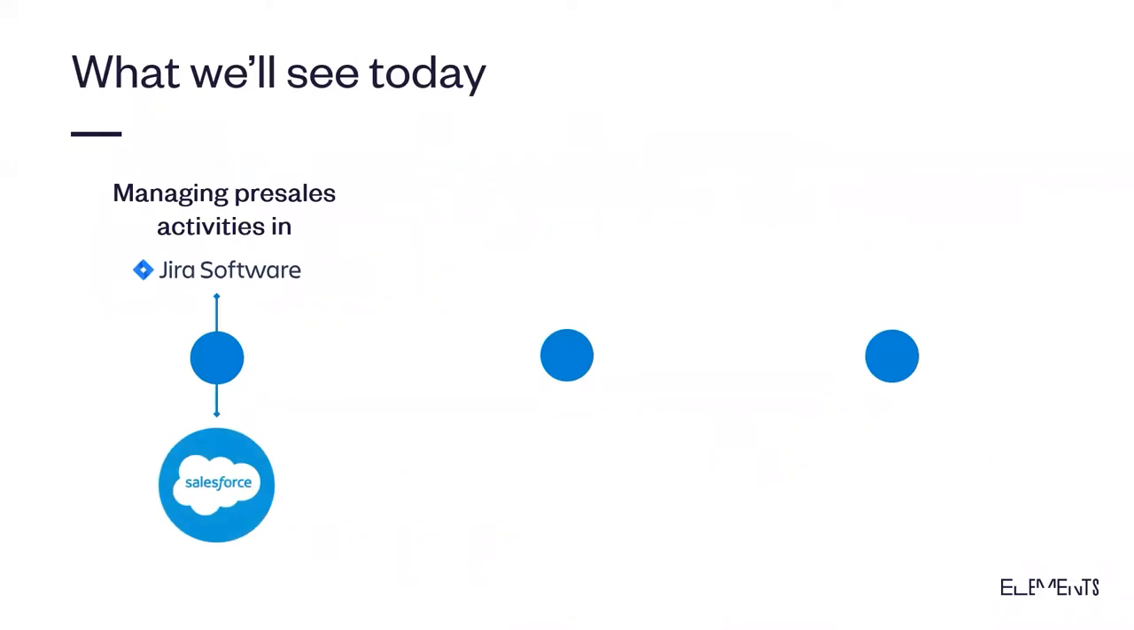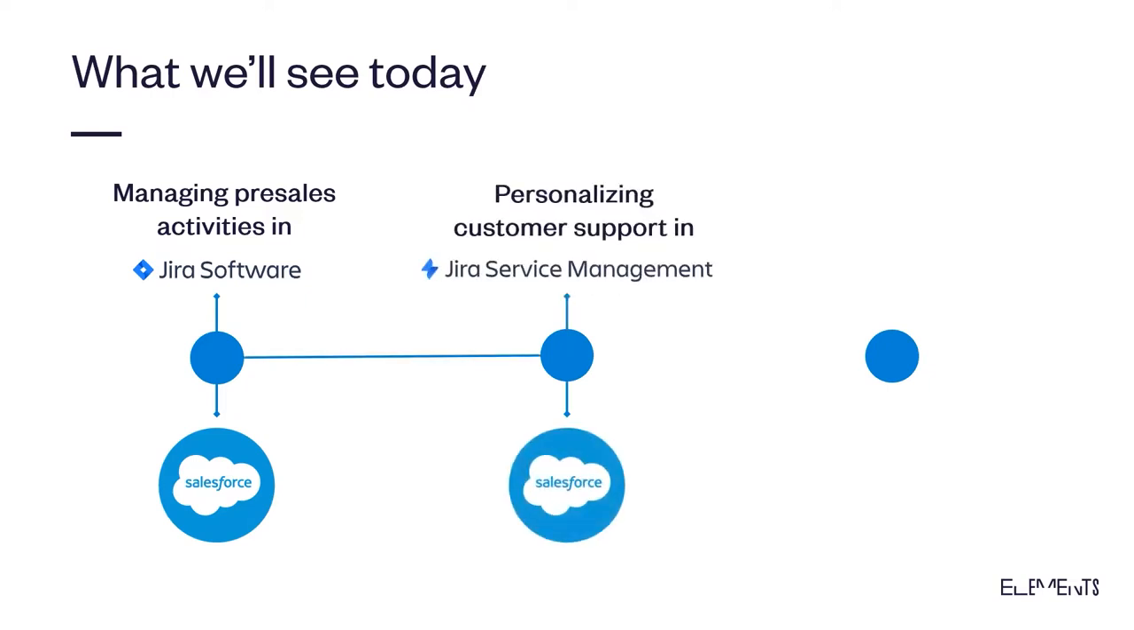About the two use cases we're going to see today: firstly, the goal will be to focus on a business team and improve teamwork between different kinds of teams, a project team and a sales team, teams who are managing pre-sales activity in Jira Software. The second use case will be more focused on the customer side, when you're providing a customer support portal using Jira Service Management, formerly known as Jira Service Desk.